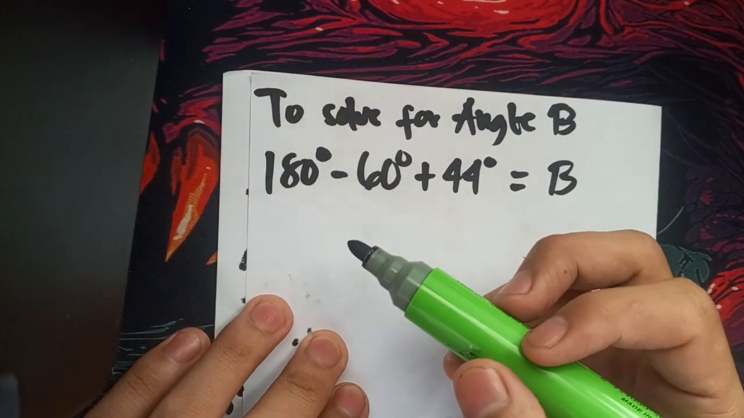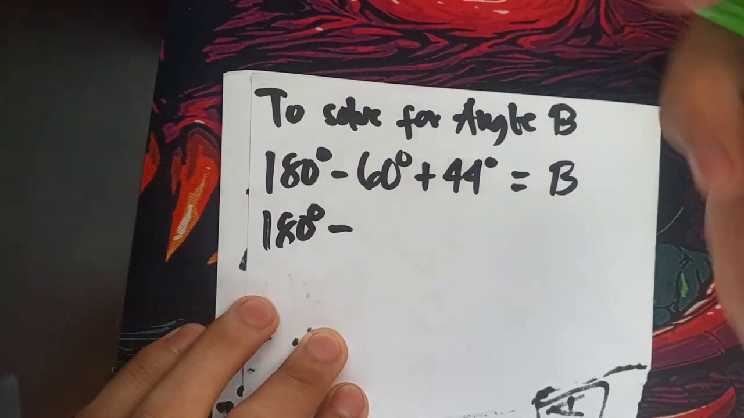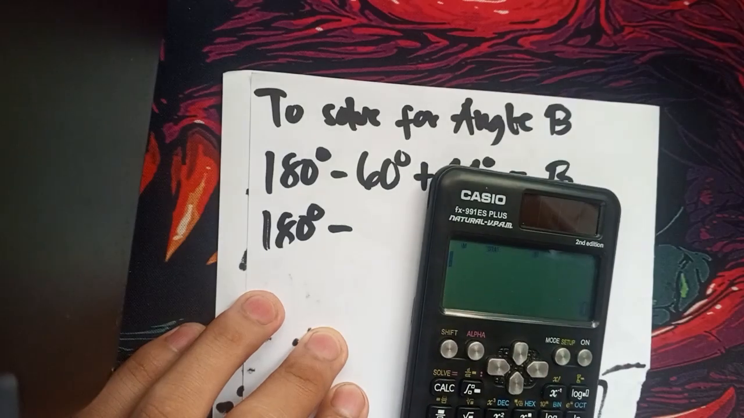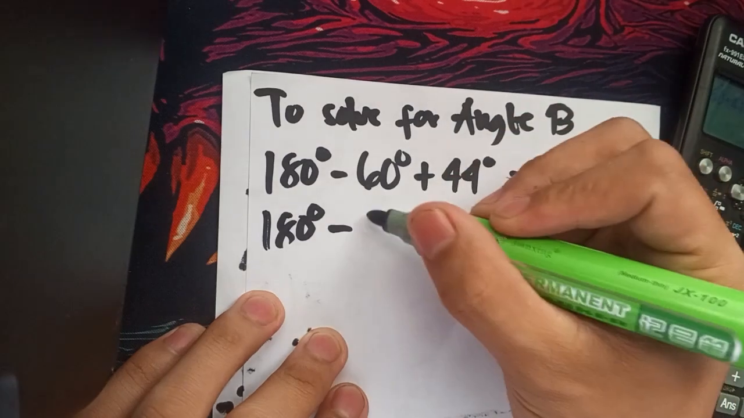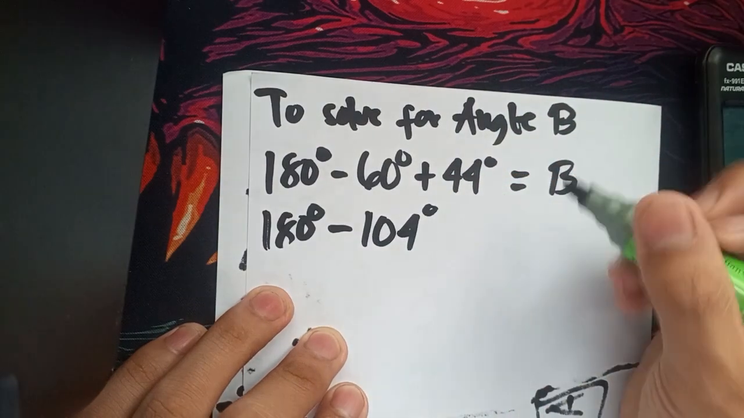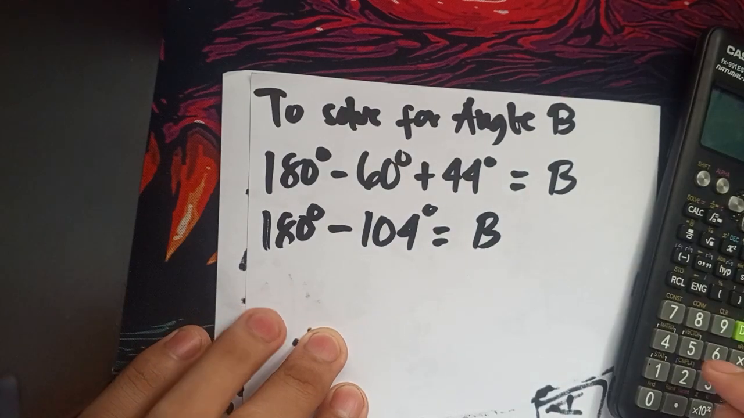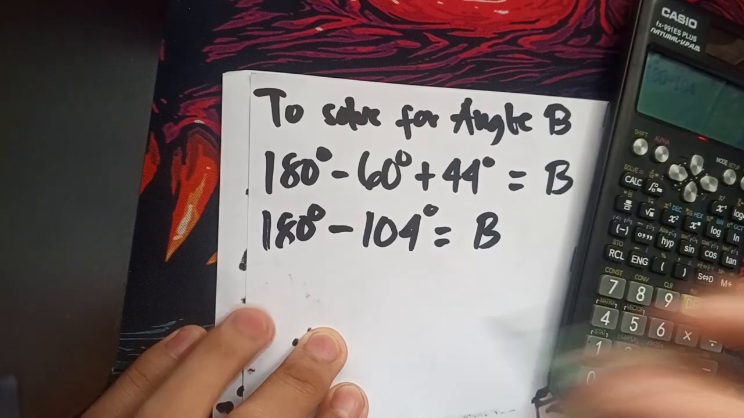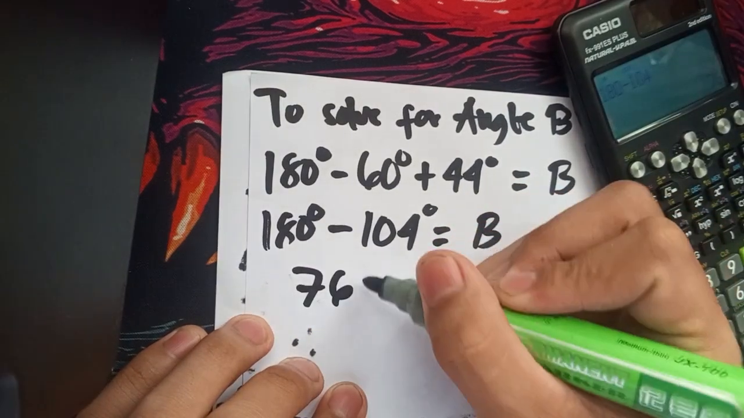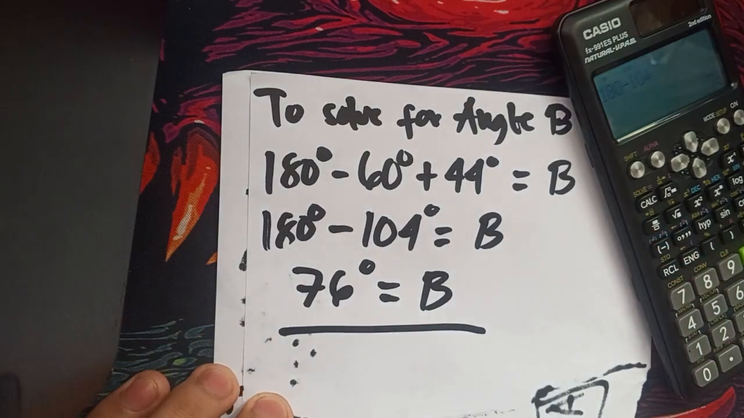And then the last problem is to solve for angle B. To solve for angle B, we already have the values of angle C and angle A, which are 60 degrees and 44 degrees. So it is simple now. We only need to add the values of angle C and angle A, then subtract the sum from 180 degrees.